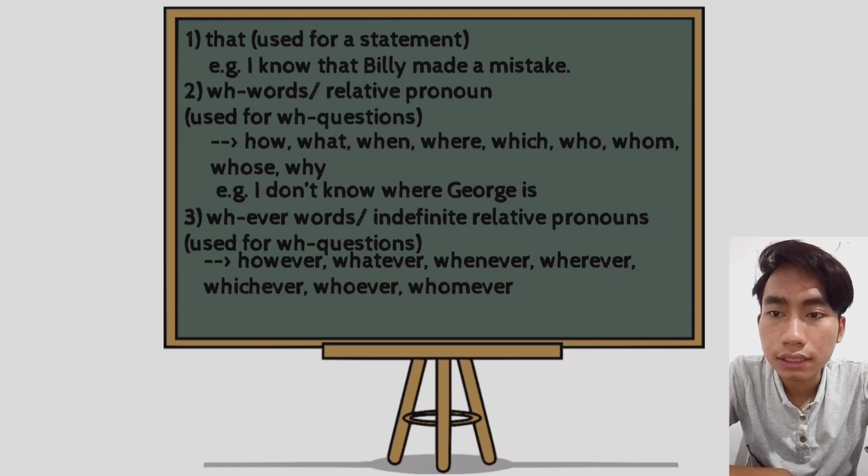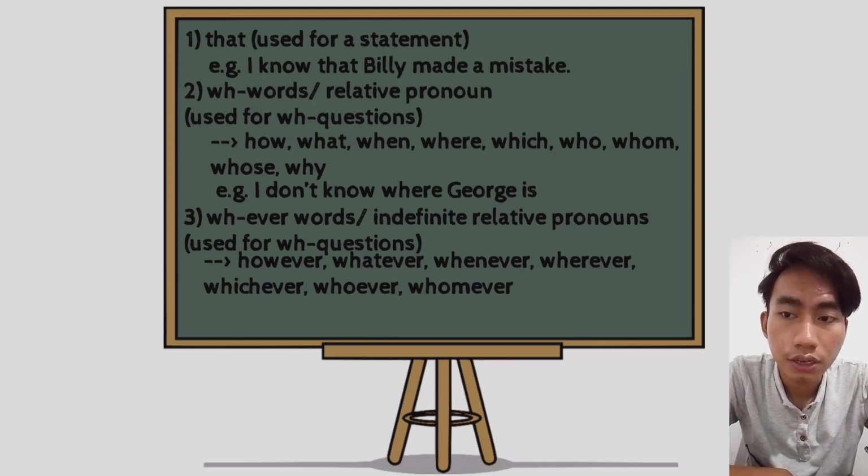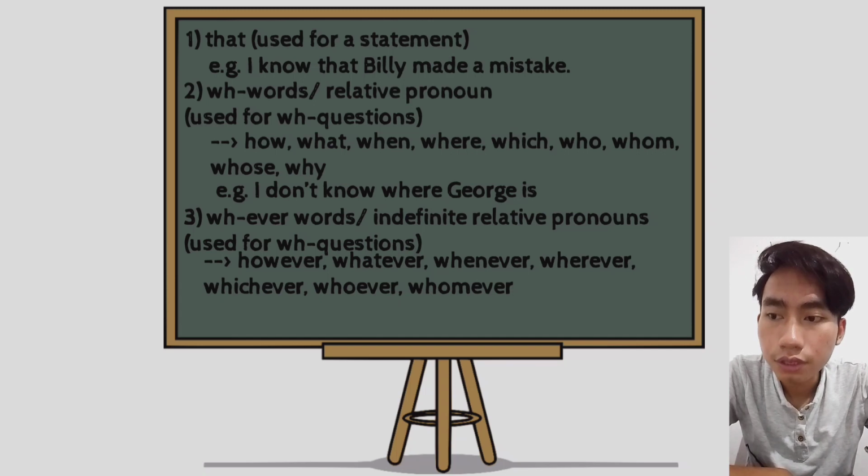The second one is WH words, or we can call it a relative pronoun, such as how, what, when, where, which, who, whom, whose, and why. We use these question words for WH questions. For instance, "I don't know where George is."